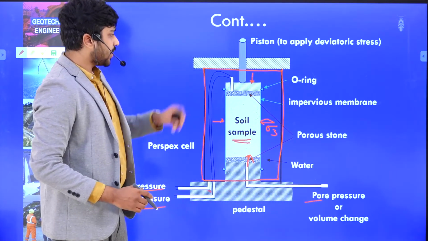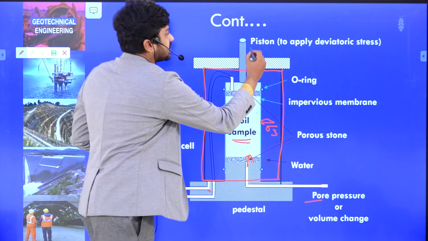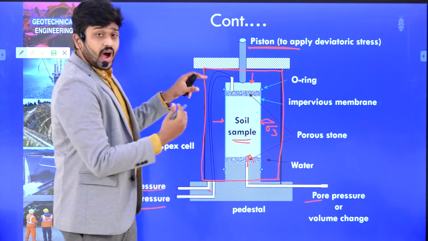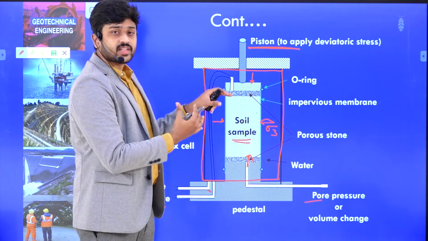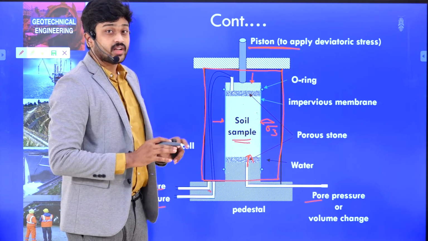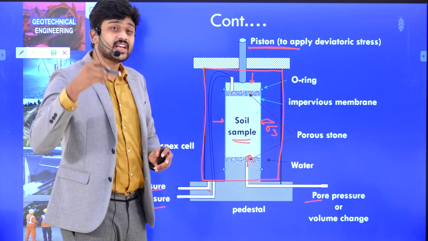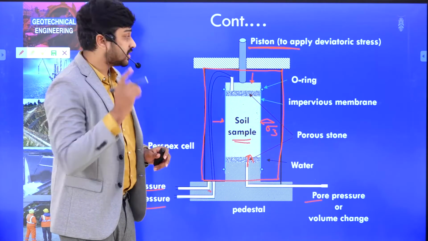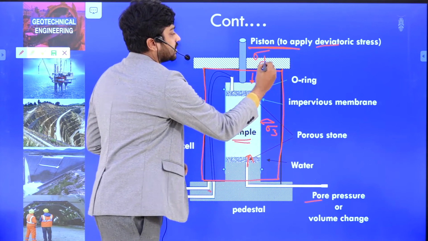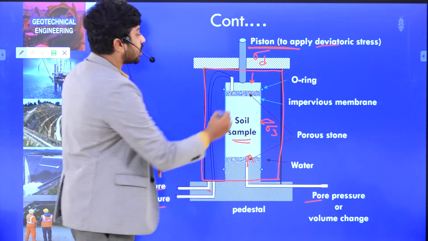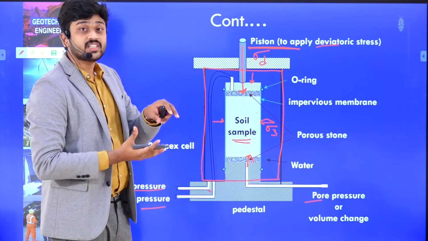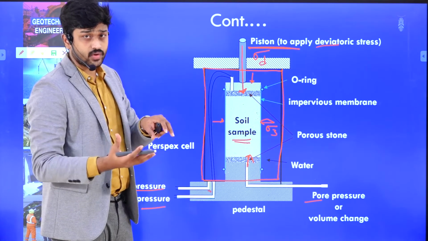Clear? Apart from that, there is this additional piston. After applying this confining pressure sigma 3, consolidation has taken place up to a certain limit. Now we have to additionally apply some amount of load. That is our deviator stress, sigma d. Using this piston arrangement, that additional stress is applied on the soil so that shear will take place after a certain amount of time.